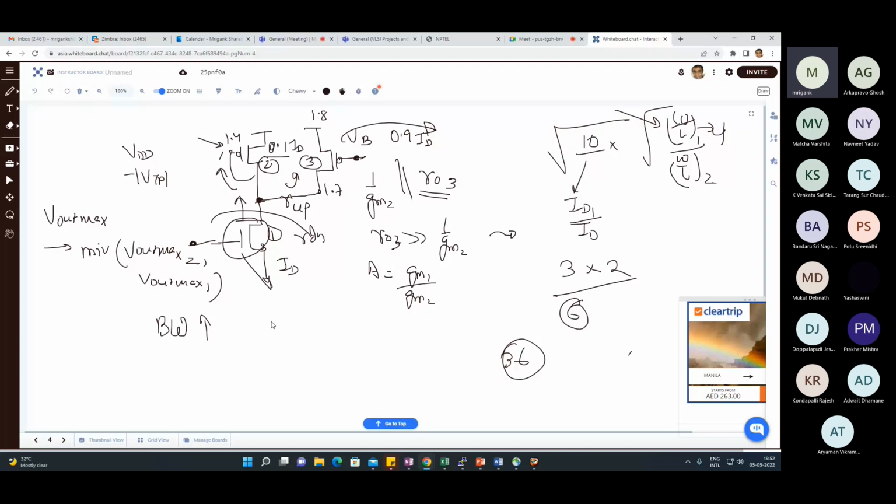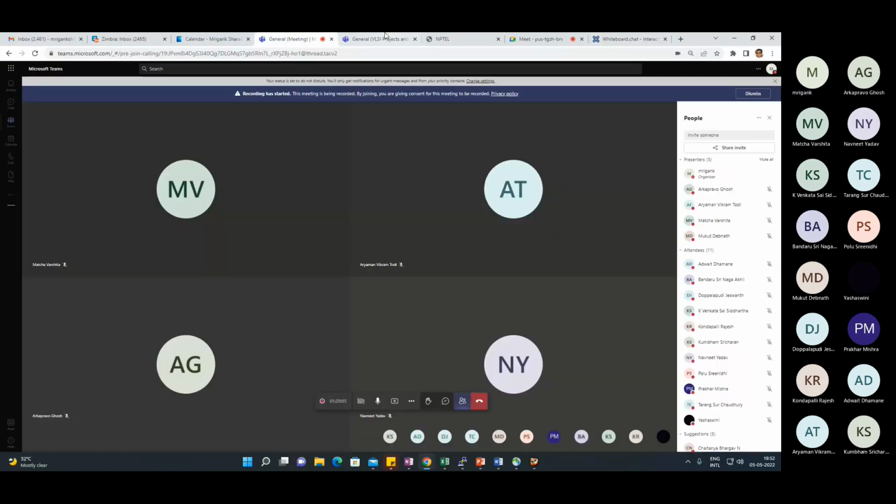Is that clear to all of you? Yes. Any question on this? So the bandwidth part, can you repeat once?